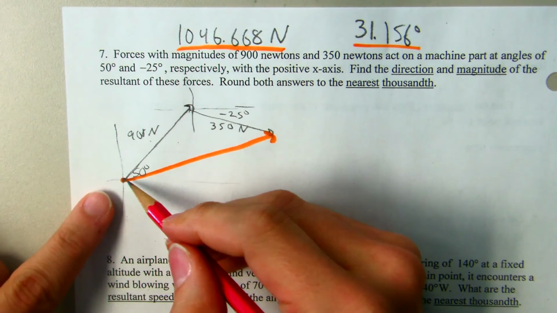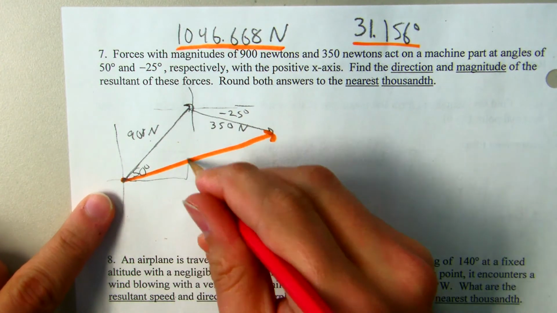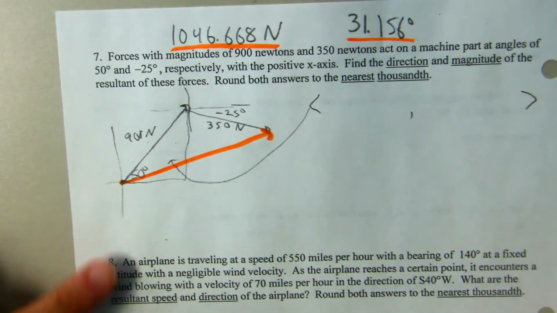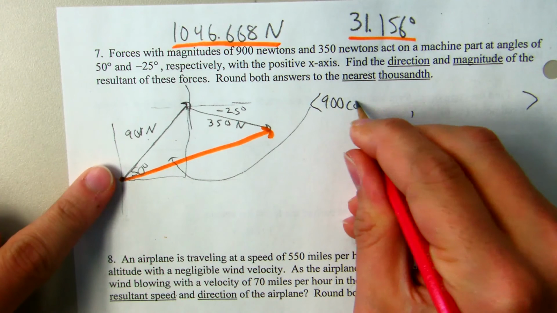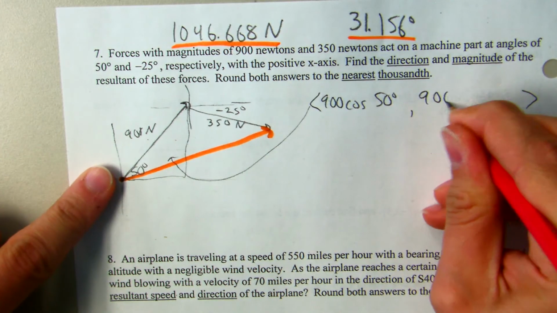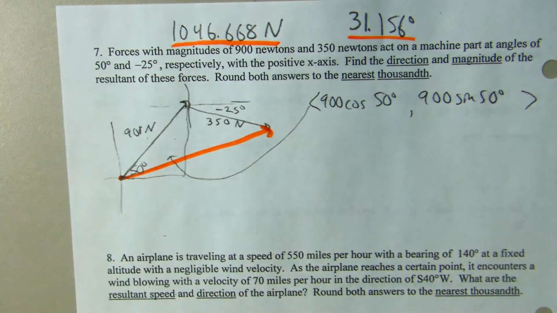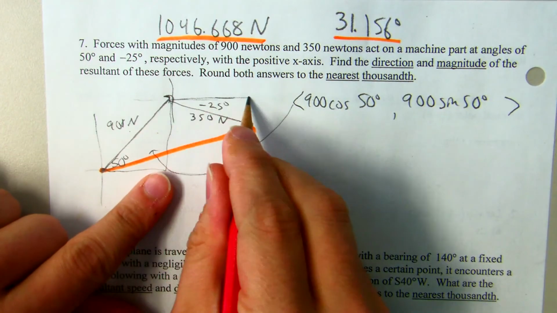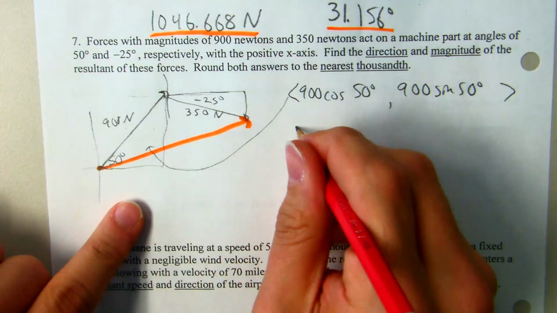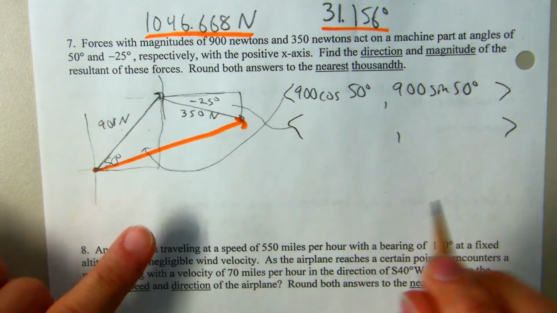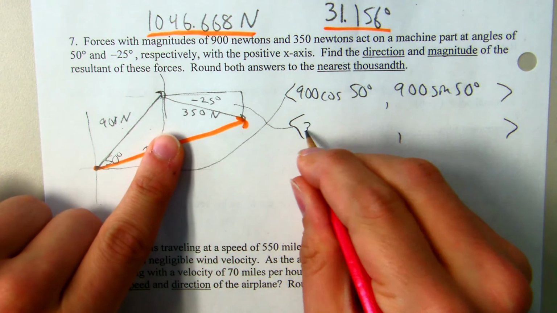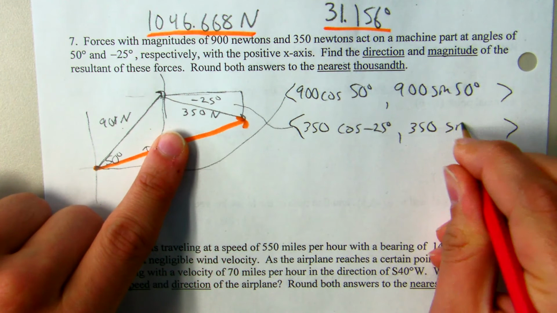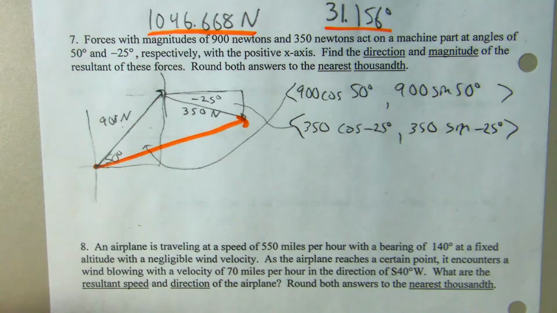Alright, so this first vector is pulling it right and up. How much is going right and how much is going up is going to come from its component form. So 900 cosine of 50 degrees and 900 sine of 50 degrees. Then this vector is pulling it more right and then some down. So it can be calculated by doing its component form. 350 cosine of negative 25 and 350 sine of negative 25.